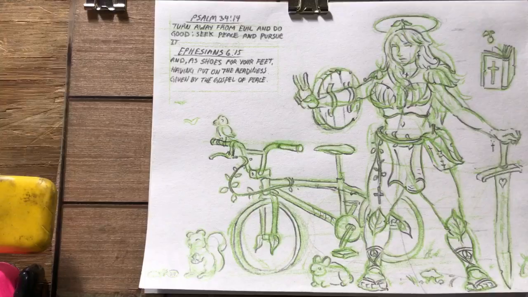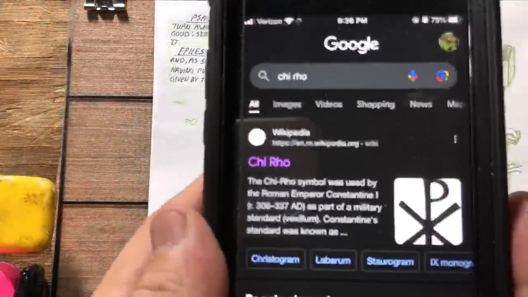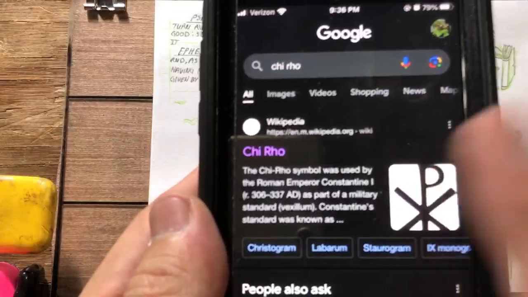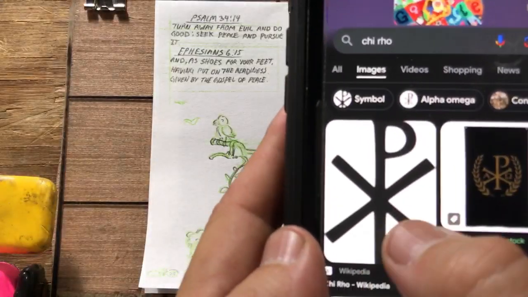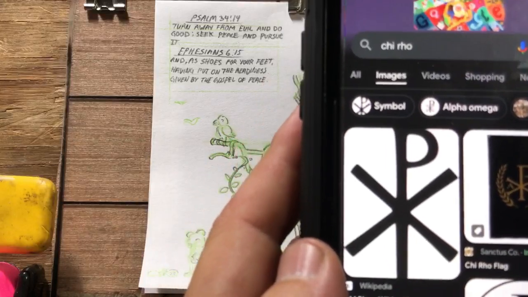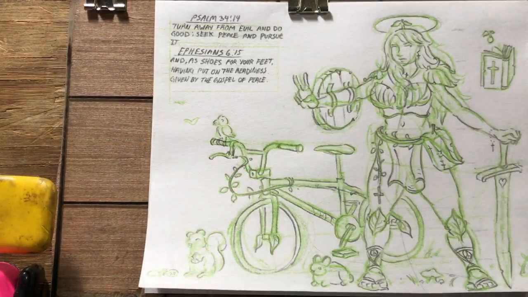Actually, what do you think about the Chi-Rho symbol? Is this symbol okay to put on things? I saw a documentary on Christianity, and they said that symbol was used as some sort of secret code or something like that. I don't know. Maybe I shouldn't put that on there. Maybe I'll just do the fish symbol.